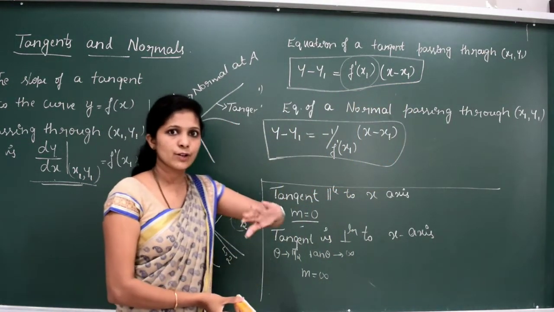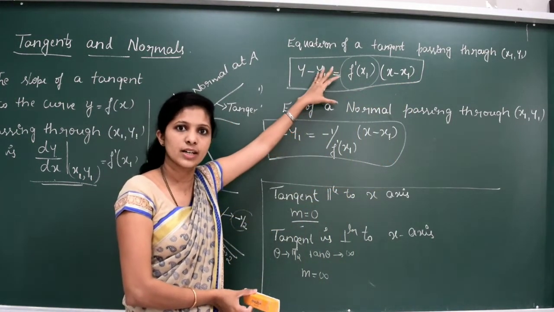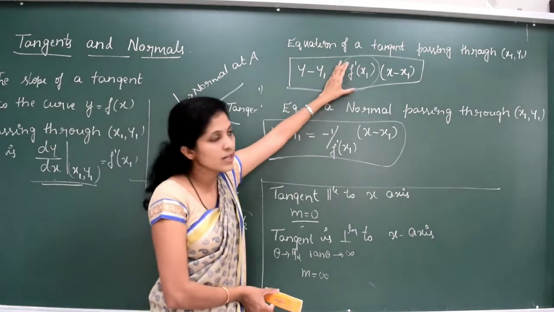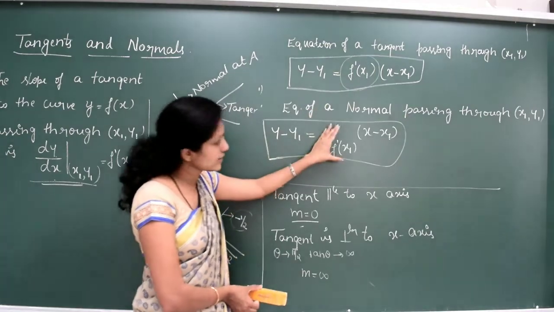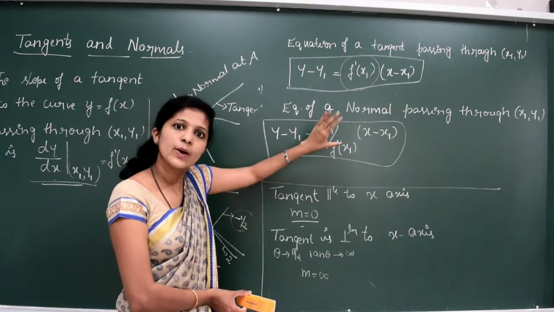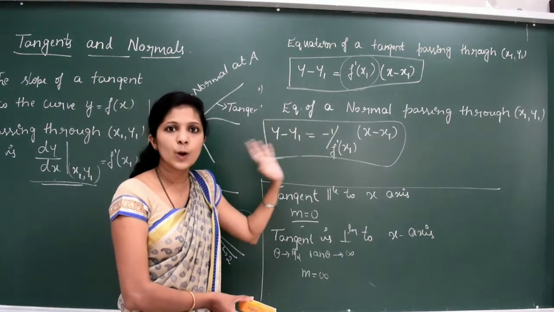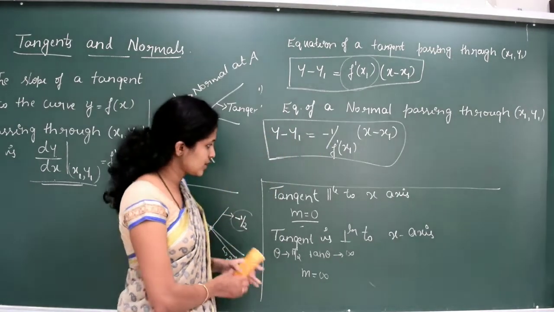To find the equation of a tangent, you just have to differentiate the curve and substitute the points. That will give you the slope of the tangent. And to find the slope of a normal, you have to find the negative reciprocal, then apply the slope point form. I hope you understood this one.